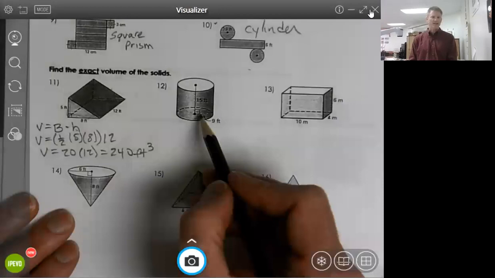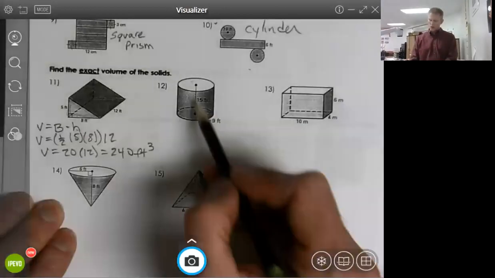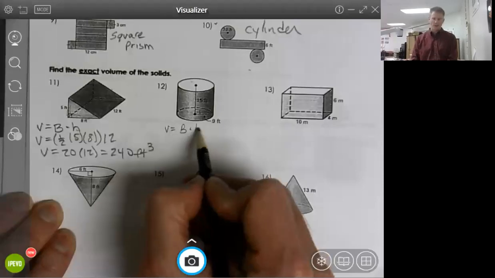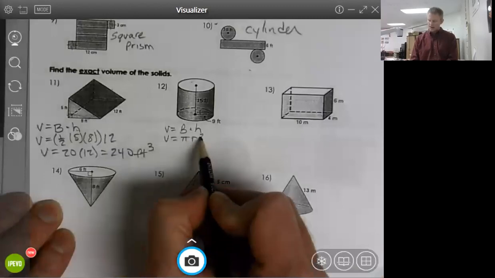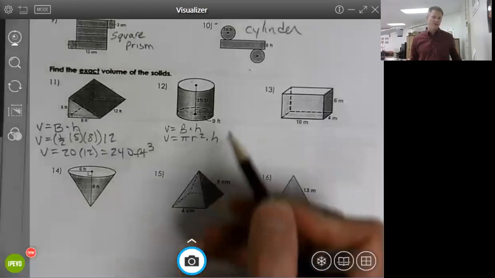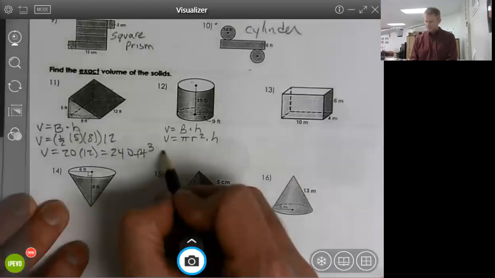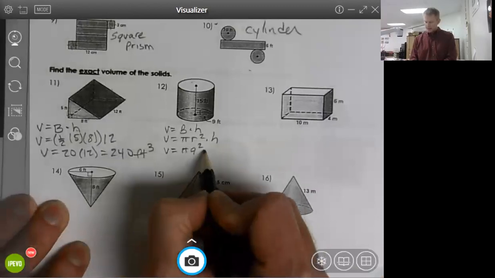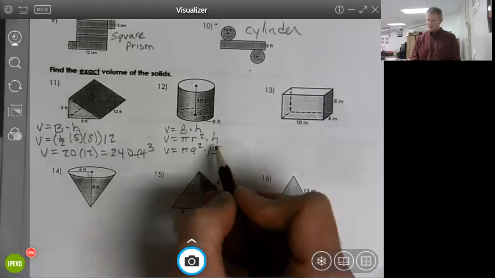Here we have a cylinder. We have 2 circles for bases. So again, you could call it base times height. That's your formula. But maybe it's better to call it pi r squared times height, because every cylinder has circles for bases. 9 is your radius, and 15 is the height.